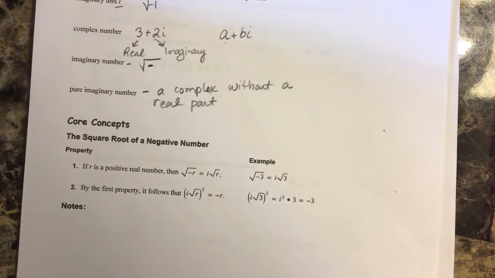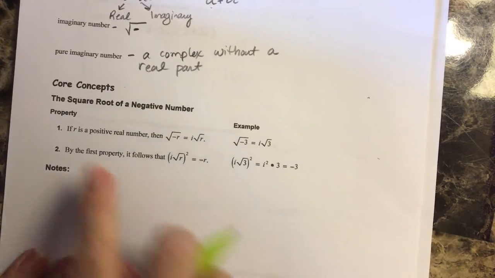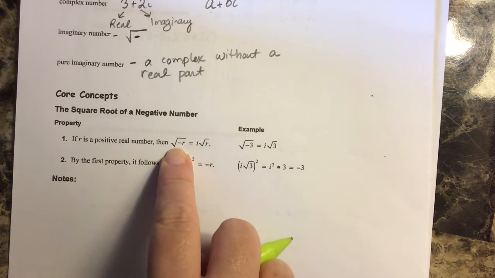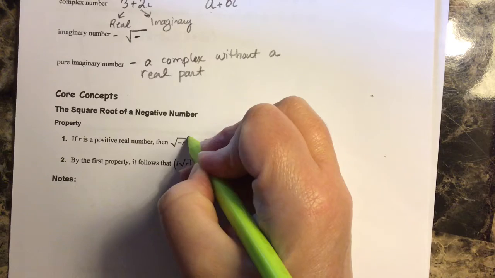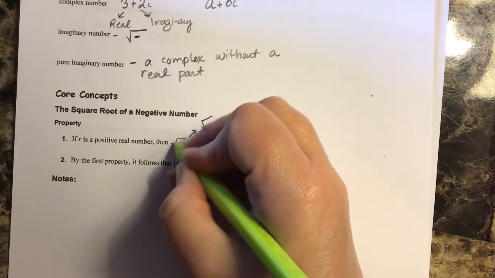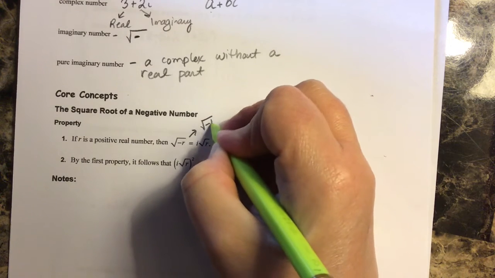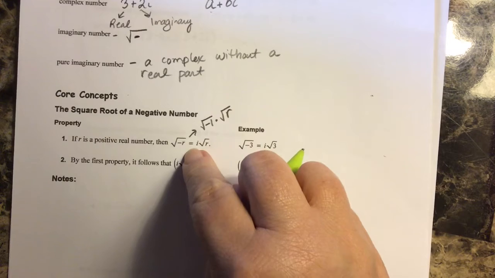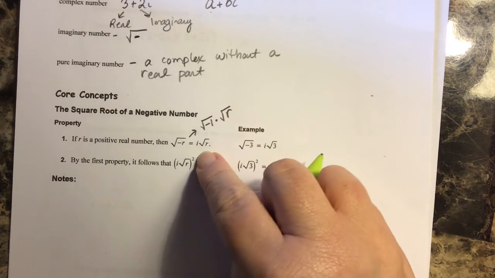Okay, quickly I want to look at these two core concepts. You're looking at the square root of -r. One step that I put in here, and I'd like for you to do it as well, is that you're going to break apart this negative from under the radical because that's not a real answer. So we're going to break that apart. The square root of -1 is i. The square root of r is just r.